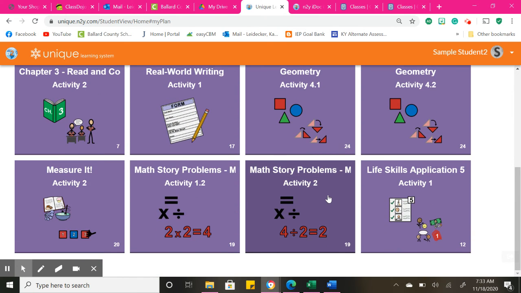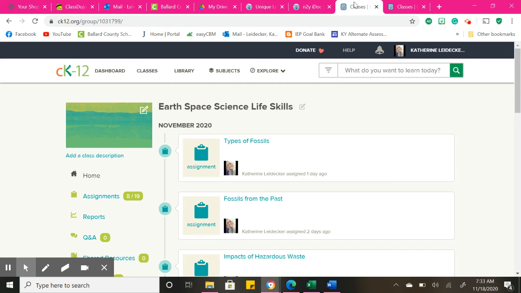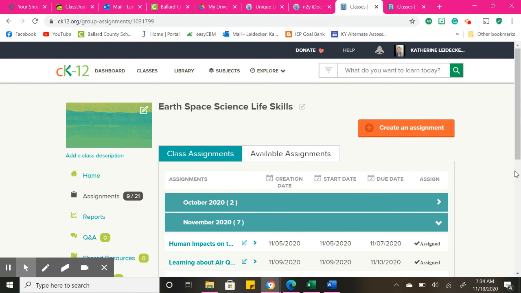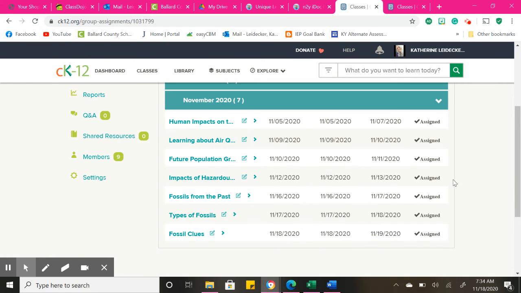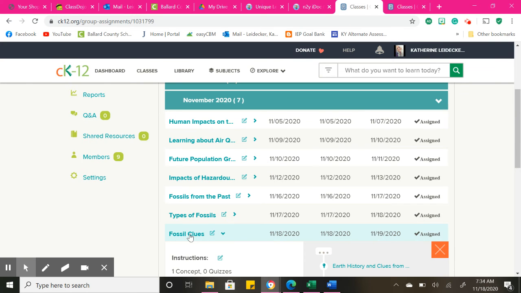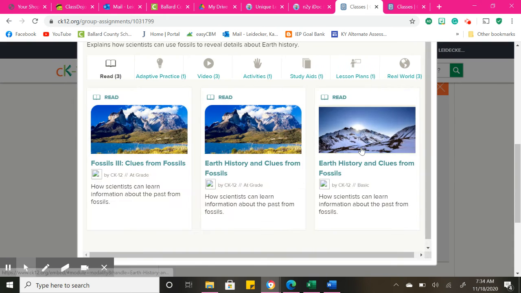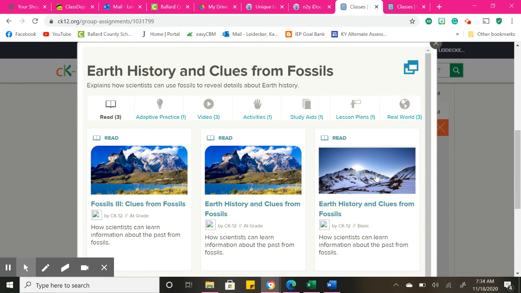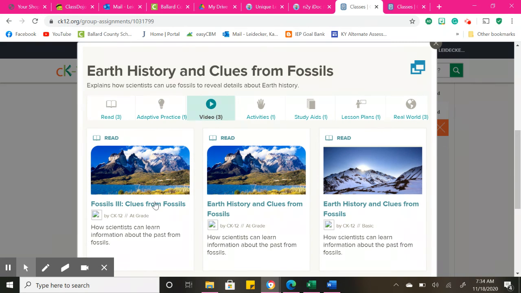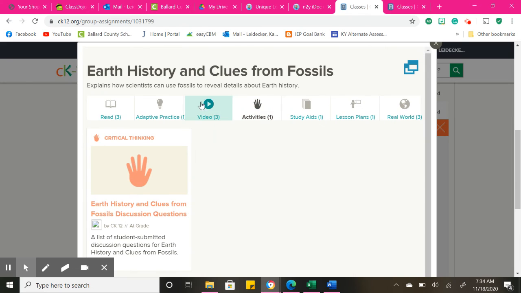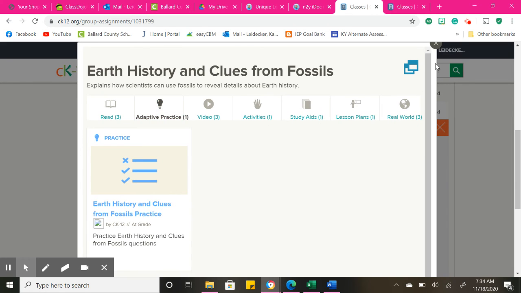N2Y for unique. And then for Earth, Space, and Science, again, I added a type of fossils. Next week, we'll start on ecosystems. So here's today, November 18th, fossil clues. So Earth history and clues from learning about fossils. You have these different reads to do. There's these different videos to look at, different activities, and then you have your adaptive practice.